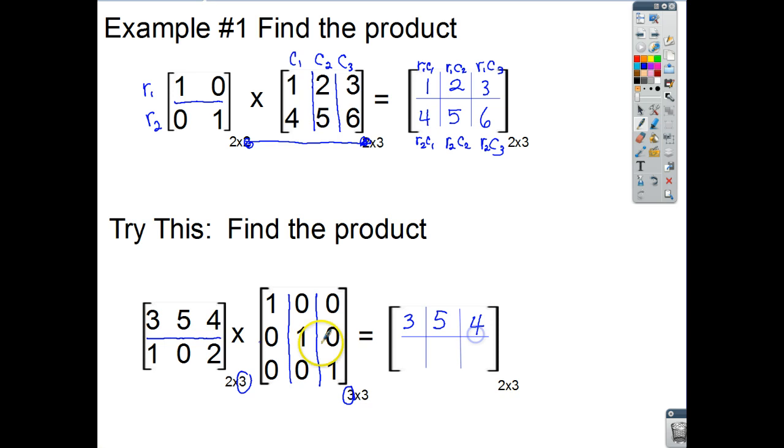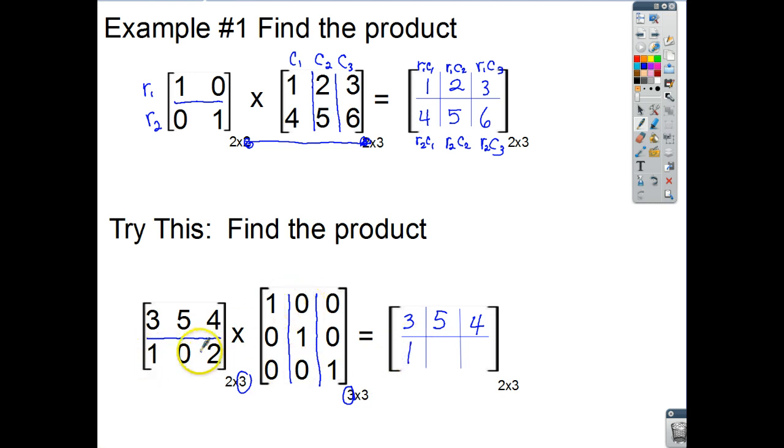And now we'll look at row 2, column 1. So take the numbers in row 2, times them by the numbers in column 1. 1 times 1 is 1, plus 0 times 0 is 0, plus 2 times 0 is 0, 1 plus 0 is 1. Row 2, column 2.